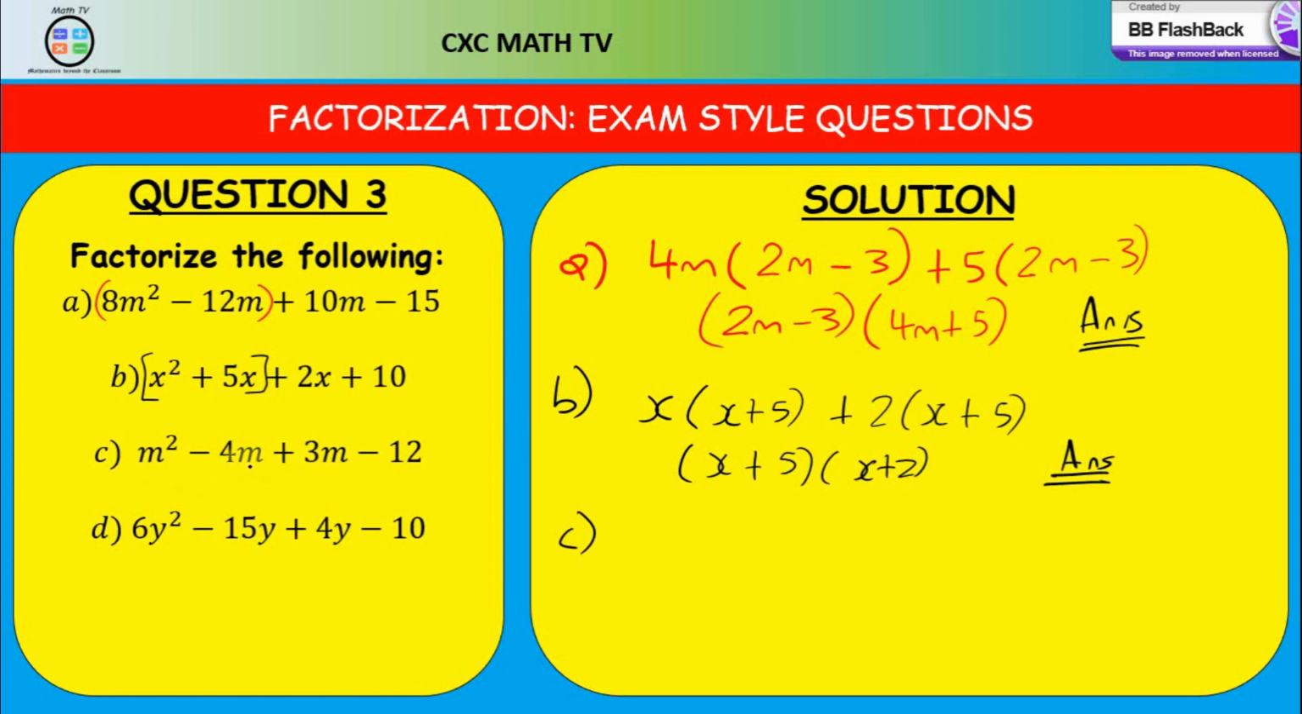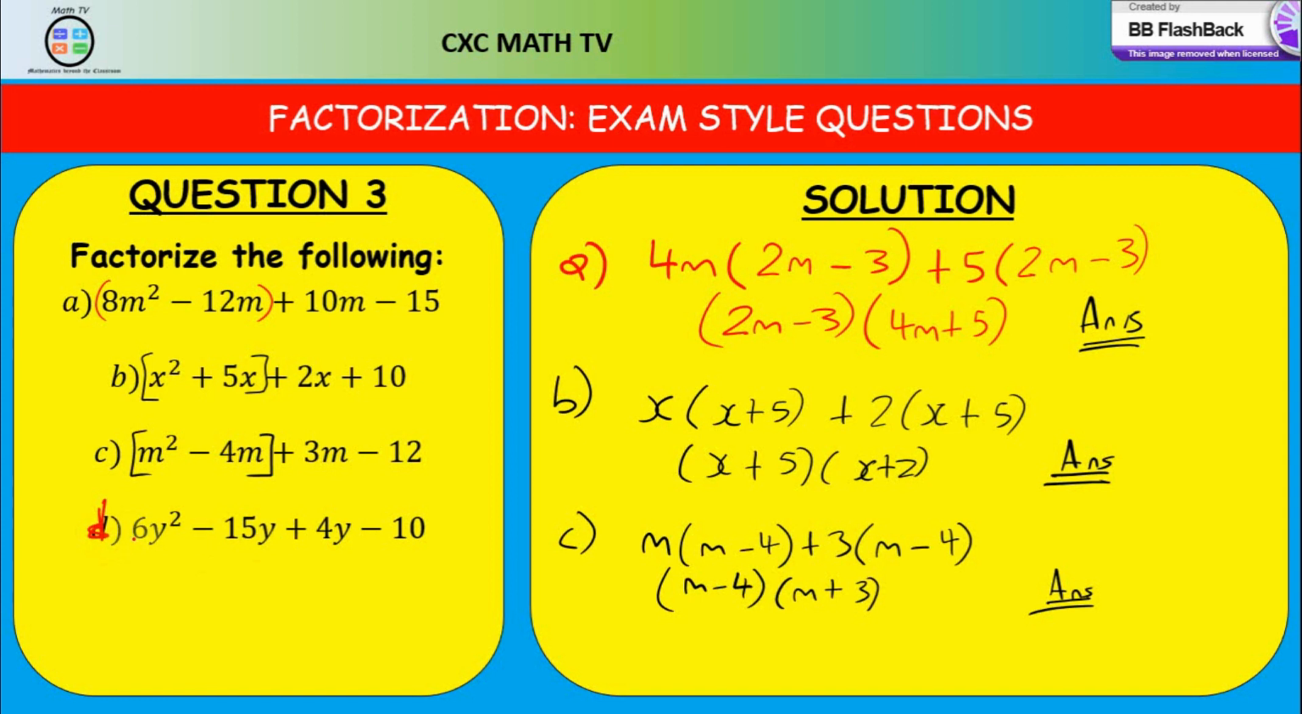Part C. From the first two, what do they have in common? M. So we take out m from the first two, so we have m minus 4. The next two have positive 3 in common. So we have m minus 4 again, because 12 divided by 3 is 4. Finally, take out m minus 4, and we have our m plus 3 here. Finished. No problem.